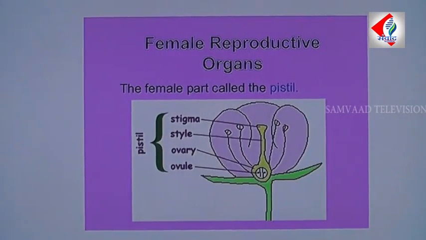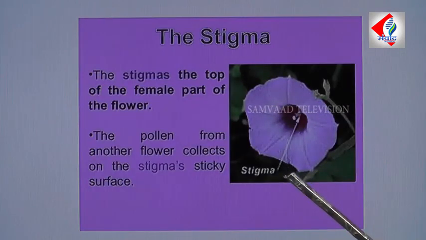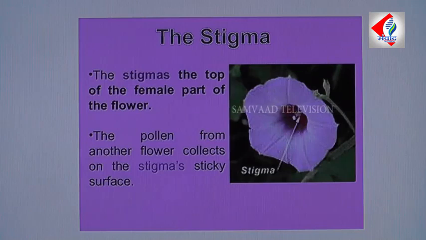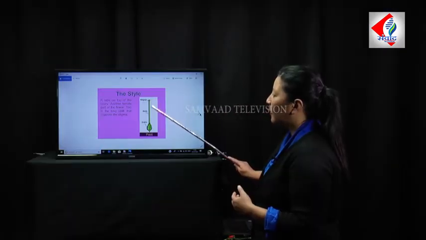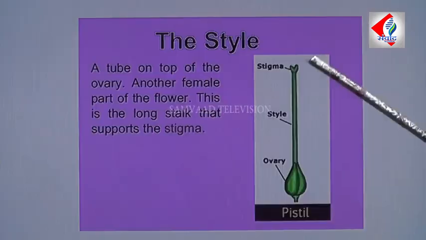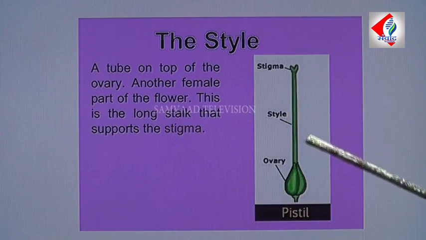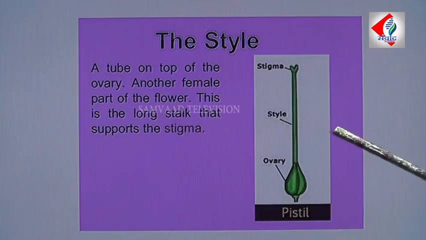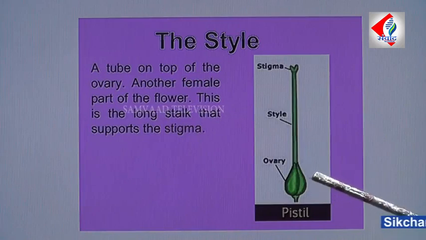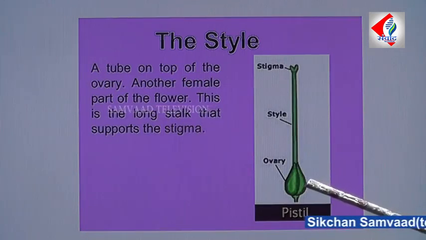This is the pistil of the flower. And the pistil is made up of 3 parts, that is stigma, style and ovary. So the topmost part of the pistil is the stigma, and they are usually sticky so that they can collect the pollens. So here you can see the topmost part of the pistil is the stigma, which is usually sticky in nature. Then you have a tube-like structure which is called the style, and then you have a swollen part which is called as the ovary.